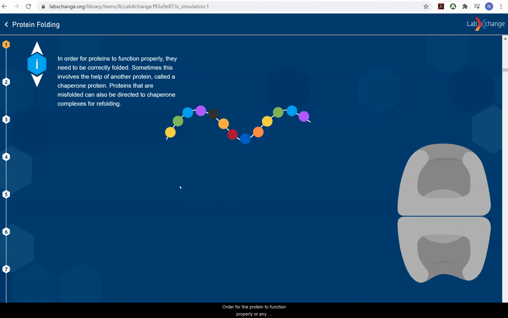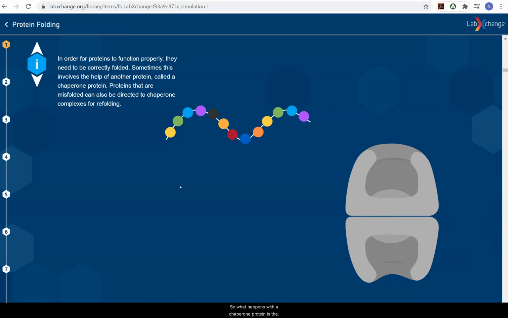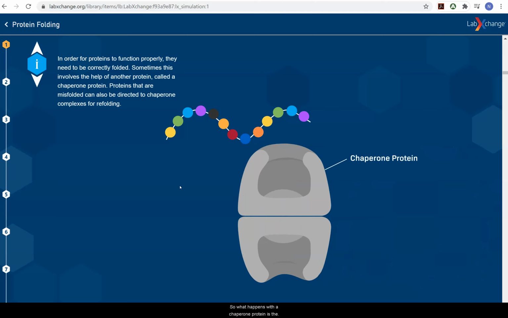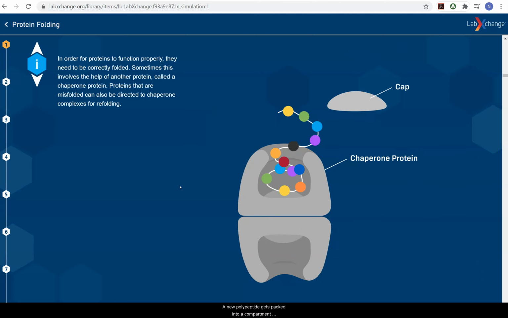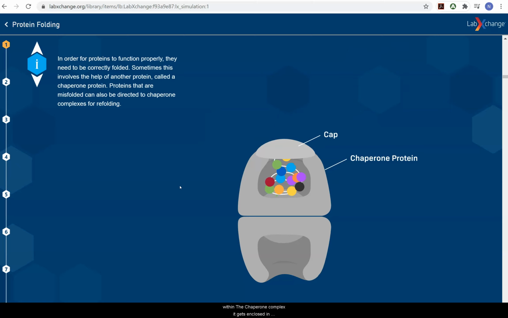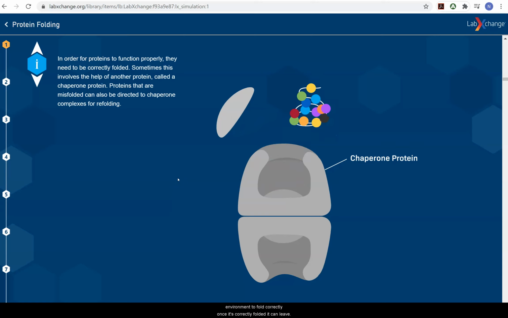So in order for the protein to function properly, or any protein to function properly, it has to be folded correctly. Sometimes this can happen on its own, just in the aqueous solution, and sometimes it involves the help of another protein called a chaperone protein. So what happens with a chaperone protein is a new polypeptide gets packed into a compartment within the chaperone complex. It gets enclosed in that space, and that provides it the appropriate environment to fold correctly. Once it's correctly folded, it can leave. Proteins that are folded incorrectly or misfolded can be redirected back to these chaperone proteins to help them fold better.